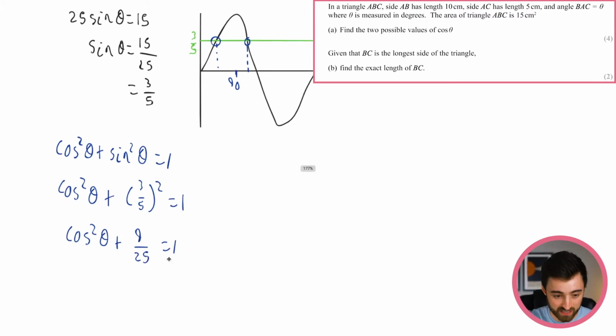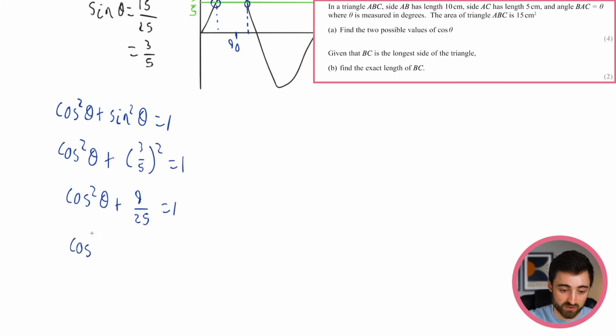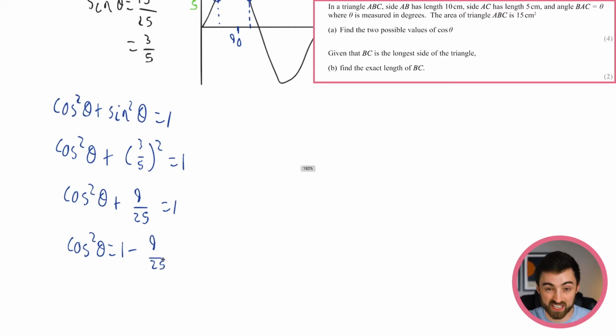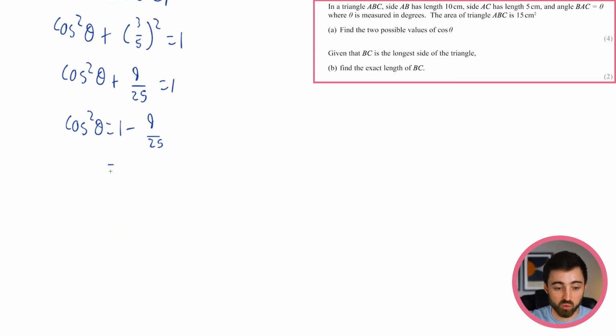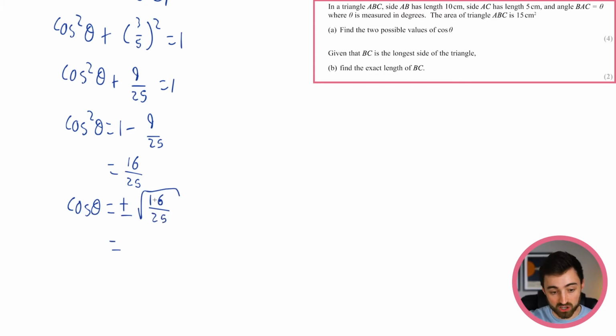Take the 1 over to the other side. So I get cos squared theta equals 1 minus 9 over 25. You can put this in your calculator if you want. Essentially, 1 is 25 over 25, so I'll take 9 over 25 away from that. I get 16 over 25. So what I can now do is square root, can't I? So cos theta equals, remember, plus or minus the square root of 16 over 25. And this is quite nice, because they're both square numbers. So this is going to be plus or minus 4 over 5.